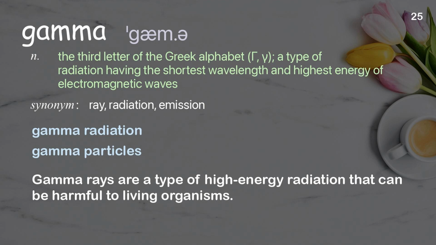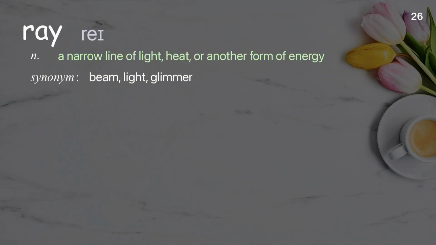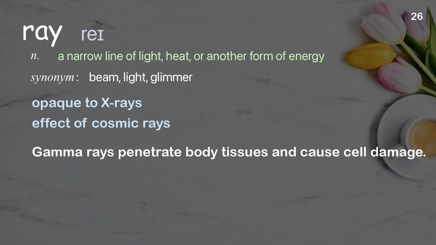Gamma rays are a type of high-energy radiation that can be harmful to living organisms. Ray. A narrow line of light, heat, or another form of energy. Examples: Opaque to X-rays. Effect of cosmic rays. Gamma rays penetrate body tissues and cause cell damage.